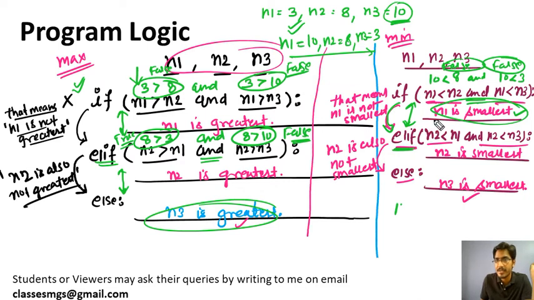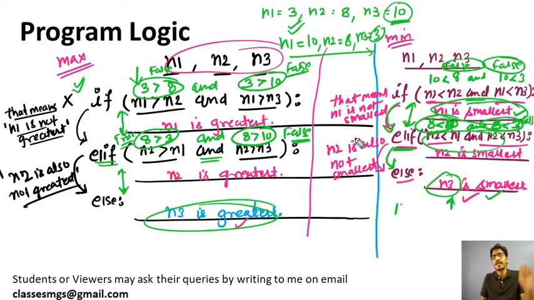Now we will check n2. n2 is 8. Sorry, 8 is less than 10 and 8 is less than 3. This is true but this is false. If this is false, then the whole condition will become false and we will jump to the else statement. If n1 is not smallest and n2 is not smallest, the remaining number is n3, so this will be the smallest. So 3 is the smallest. We have tried both ways, worst case and best case. Now we will build the program and see it on the editor.